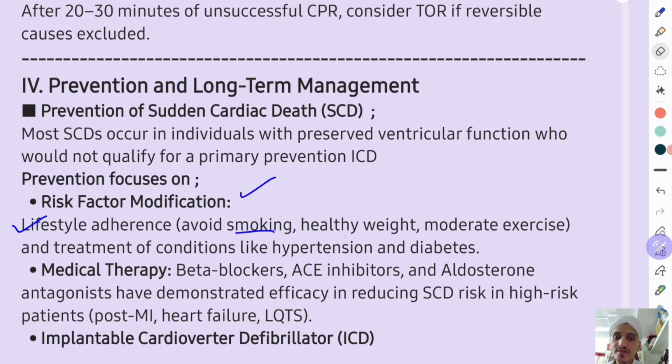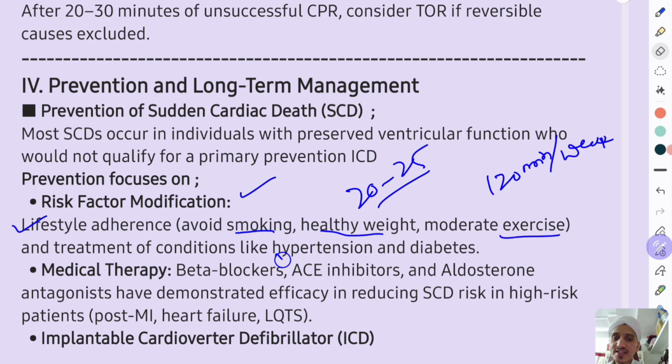Avoid smoking. Healthy weight loss in obese patients. Exercise. How much exercise? 120 minutes per week. This is the recommendation. Maintain a BMI of 20 to 25. Okay. And quit smoking. Treatment of conditions like hypertension.